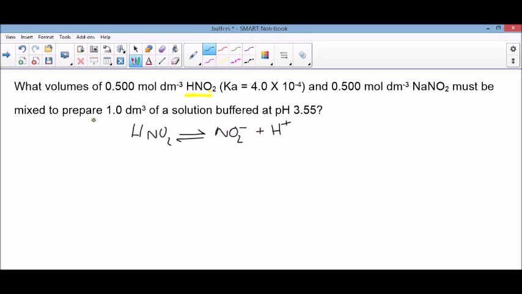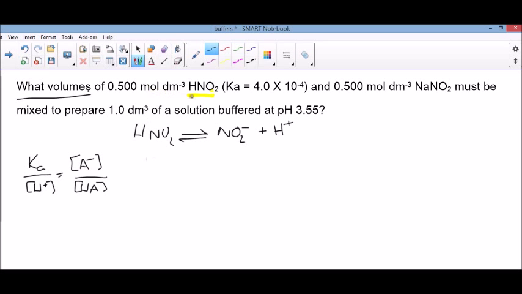So this is asking us about what volumes we should be mixing. So this should be directing you to that ratio equation where we've rearranged the Ka expression so that it looks slightly different to what we're expecting. So it now looks like this. Remember, in previous videos, previous examples, we've talked about the fact that if you get a question that says what relative concentrations or what volumes or what ratio should the salt and the acid be mixed in, then we're talking about this ratio equation.